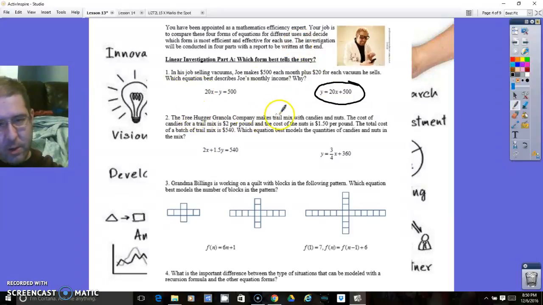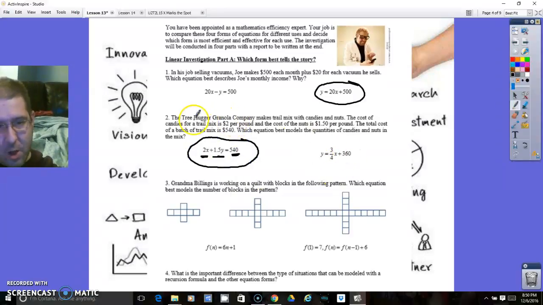A tree hugger granola company makes trail mix and carries the mixed nuts. The cost of the candies in the trail mix is $2 per pound, and the nuts will also cost $1.50 per pound, and the total cost is $540. This one's made for standard form.